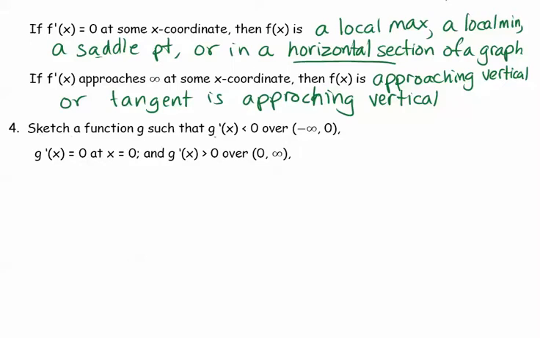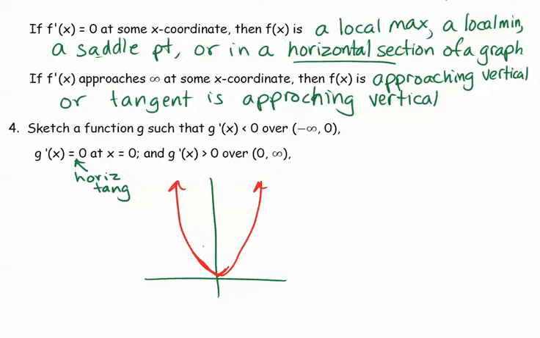Sketch a function that has a negative derivative from negative infinity to 0. And then it has a horizontal tangent when the derivative is 0. So we think horizontal tangent at 0. And then the derivative is greater than 0 on the right-hand side. Well, I think a parabola could be a good example. Has to be falling on one side, hit a slope of 0, and then rising. So this would be a typical example, not the only answer, but certainly the one that comes to mind first.